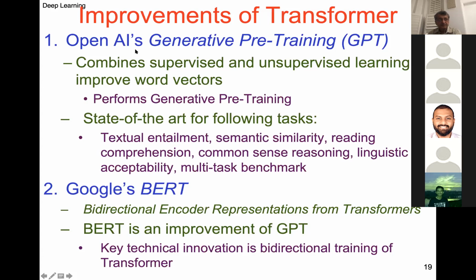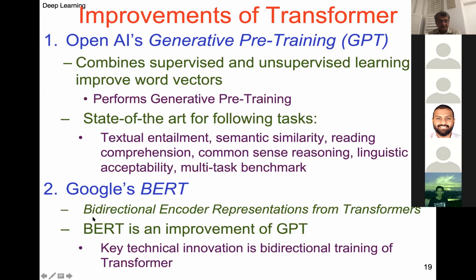OpenAI, Paul Allen's company, came up with GPT, generative pre-training, which combines supervised and unsupervised learning to improve word vectors. It performs generative pre-training. State of the art for the following tasks: textual entailment, semantic similarity, reading comprehension, common sense reasoning, linguistic acceptability, multitask benchmark. So this kind of revolutionized things.